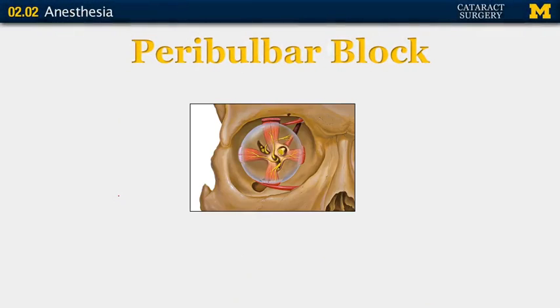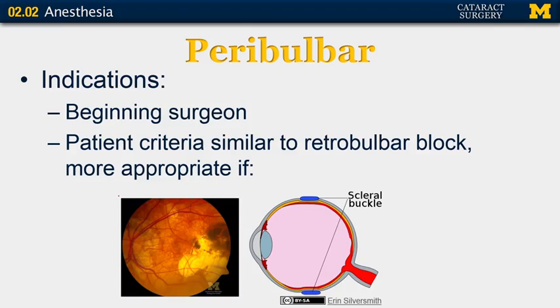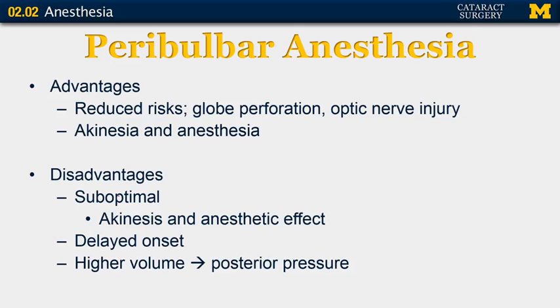Next, we will talk about peribulbar block. This is placed in the extraconal space. Indications for peribulbar block include beginning surgeon and similar patient criteria as to when you'd want to use a retrobulbar block. It's more appropriate if the patient has a long eye, staphyloma, scleral buckle, or orbital implant.